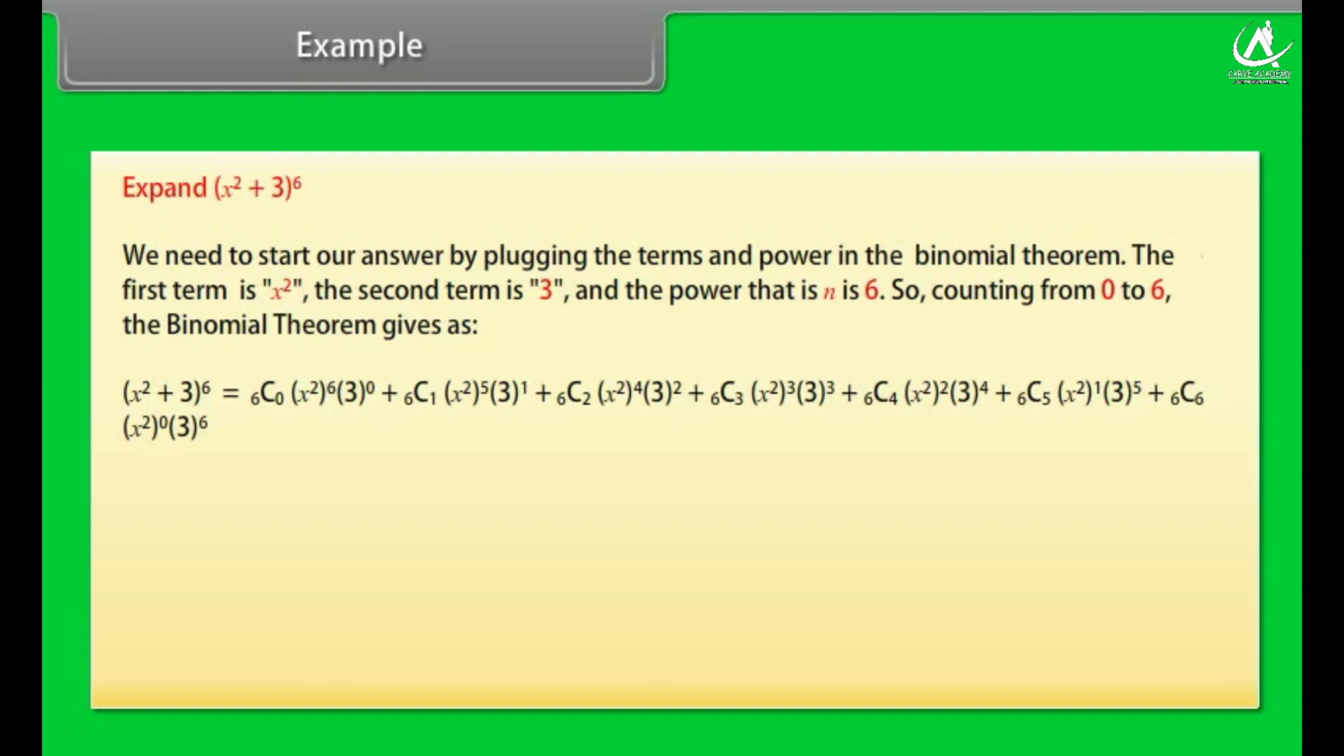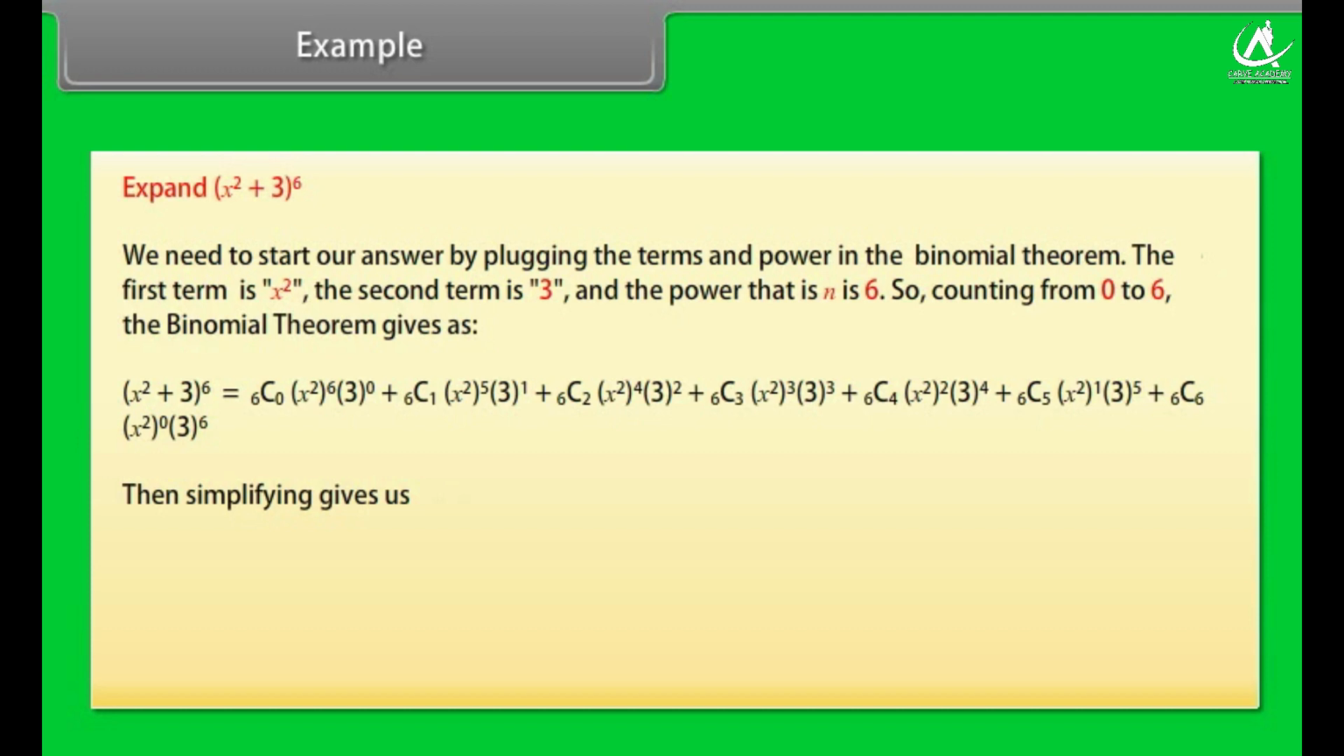6C0 into (x²) raised to power 6 into 3 raised to power 0 plus 6C1 into (x²) raised to power 5 into 3 raised to power 1 plus 6C2 into (x²) raised to power 4 into 3 raised to power 2 plus 6C3 into (x²) raised to power 3 into 3 raised to power 3 plus 6C4 into (x²) raised to power 2 into 3 raised to power 4 plus 6C5 into (x²) raised to power 1 into 3 raised to power 5 plus 6C6 into (x²) raised to power 0 into 3 raised to power 6.